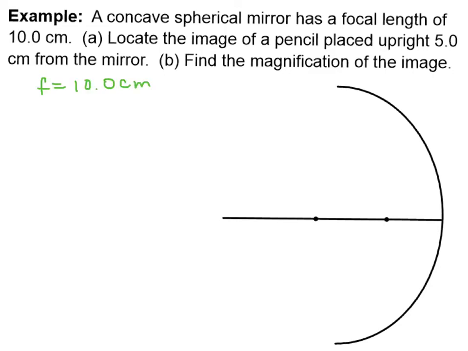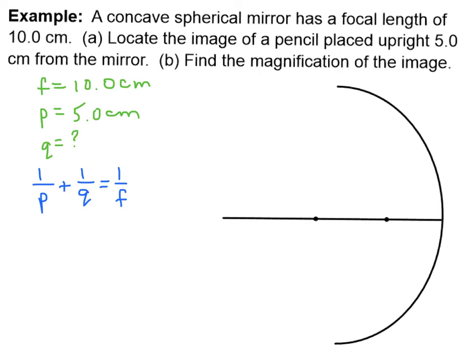Let's write down what we know. We know the focal length is 10.0 centimeters, and we are given the distance of the object from the mirror. It is 5.0 centimeters. We want to find out the distance of the image, so we can use our mirror equation. I'll use the one that involves the focal length since we're given that.